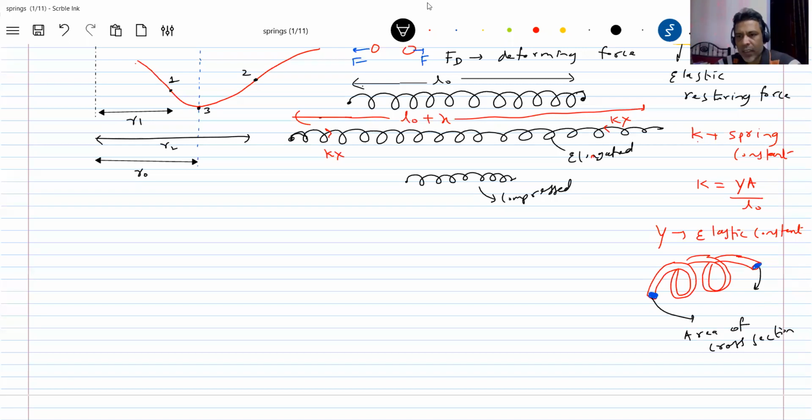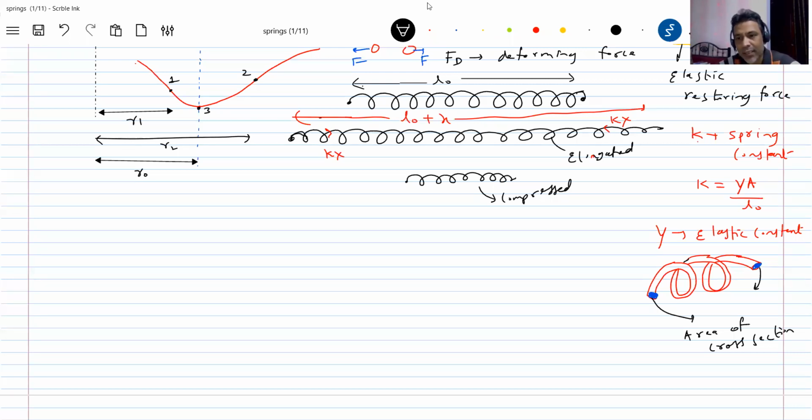And Y is the material property. For different materials, the value of Y will be different. So if you pick up any spring, what will be the material? If the spring is made of aluminum, Y will be the same. Area of cross section, S, is the thickness of the wire which makes the spring.